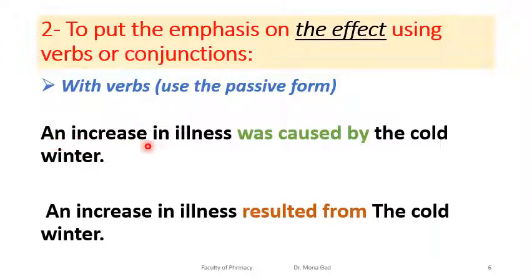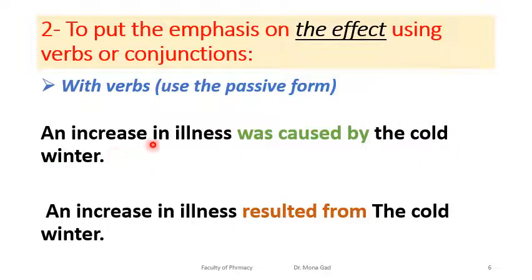An increase in illness. Aha, we didn't start this time with the cold winter. We started with the effect of the cold winter. So the emphasis is on the effect, not on the cause. An increase in illness was caused by. Was caused by. This is the passive form of the verb, the cold winter.